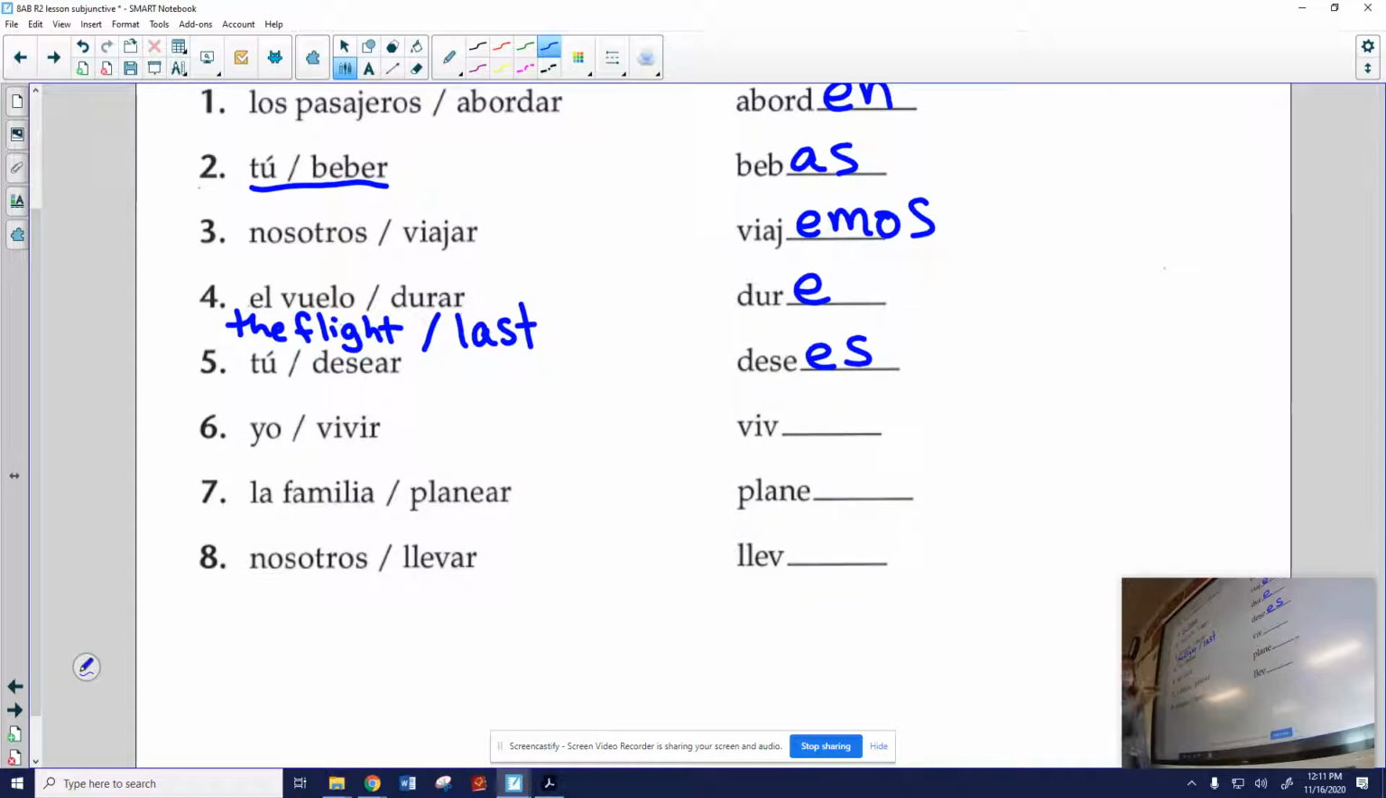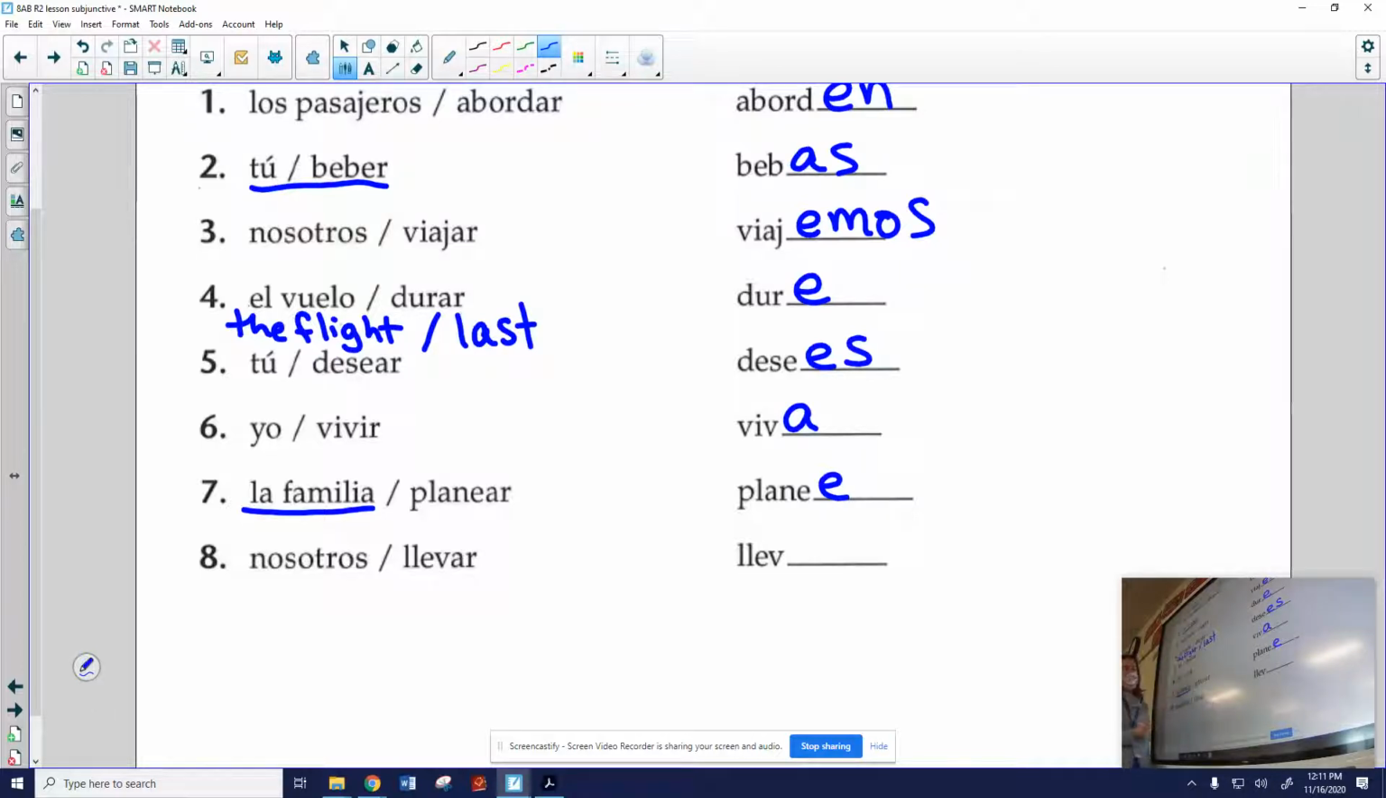Yo, vivir, viva. My parents want me to live closer. Quieren que yo viva más cercana. La familia is an it in Spanish. When we see the family as a subject of a sentence, we're going to use the he, she form of the verb, he, she, it. The family is planning, planee. I know it looks weird. Planee. That's how it is.